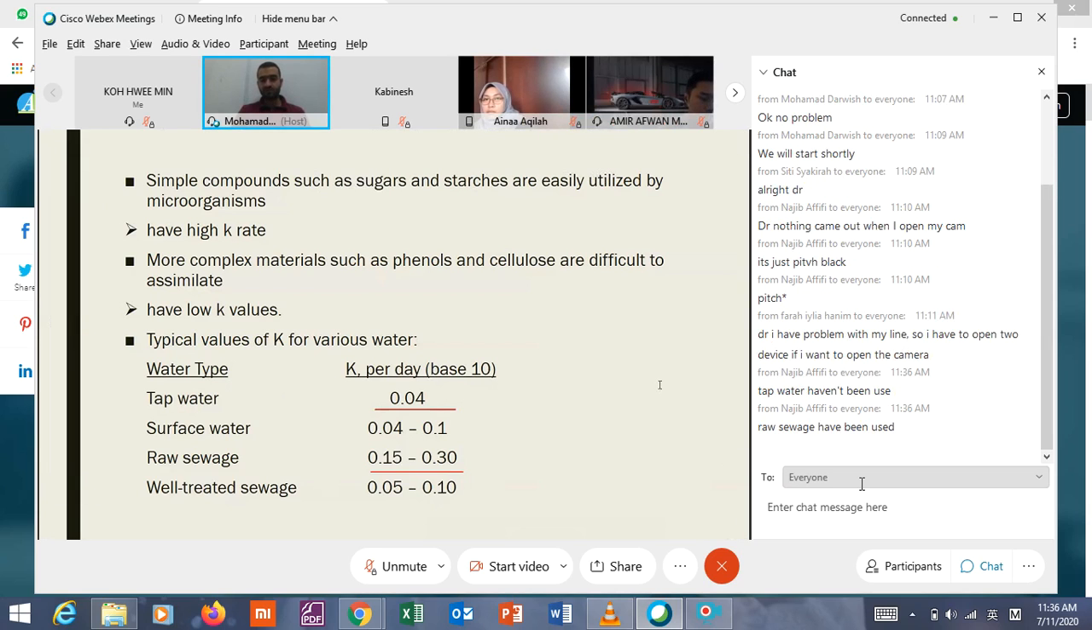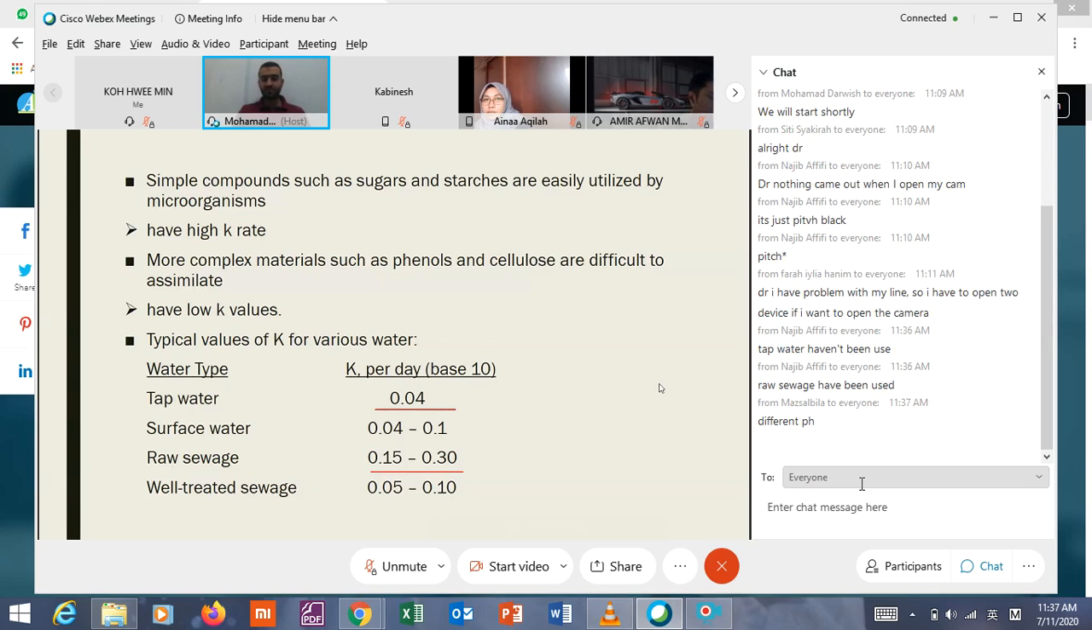Tap water hasn't been used, or sewage have been used. What do you mean by have been used? Different pH? I don't think the pH is the only factor. Something more significant causes this difference.